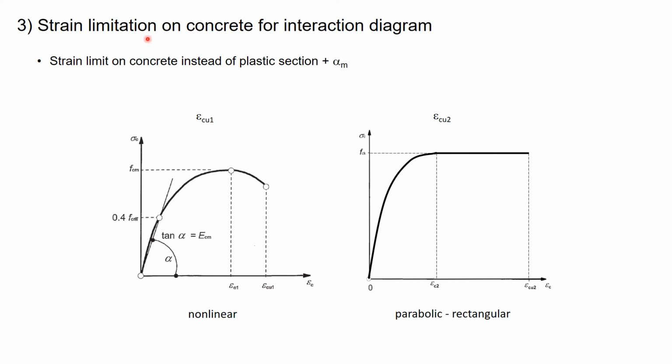And 3, strain limitation on concrete for the interaction diagram. So like we said, Eurocode 4 assumes plastic section capacity and then reduces the moments by a factor called alpha m. And here we try something else. This is a strain limit on concrete instead of plastic section plus alpha m. So we say the section reaches capacity when the concrete strain limit is achieved. And then we want to try 2 different stress-strain curves for concrete. One is epsilon cu1, which is nonlinear, and then epsilon cu2, which is parabolic rectangular. These both are from Eurocode 2.